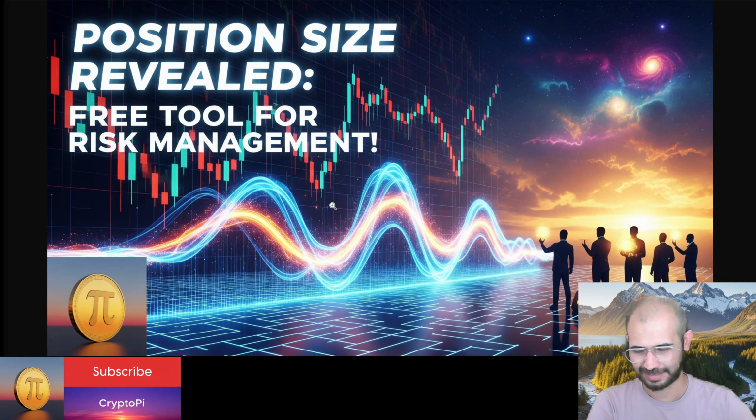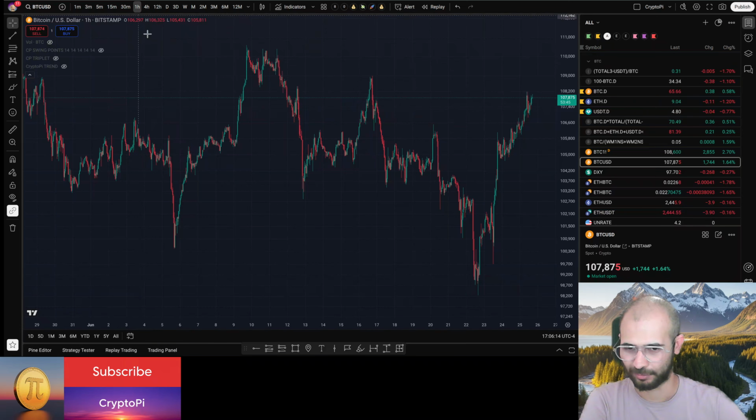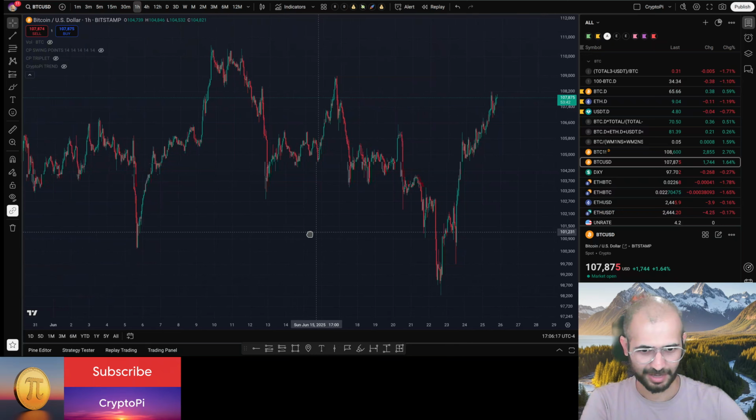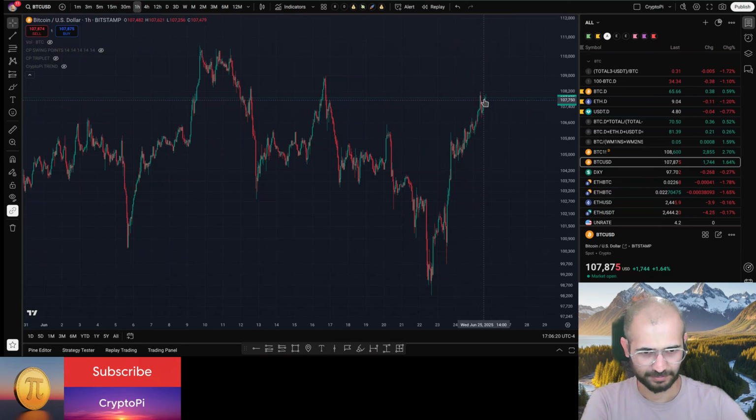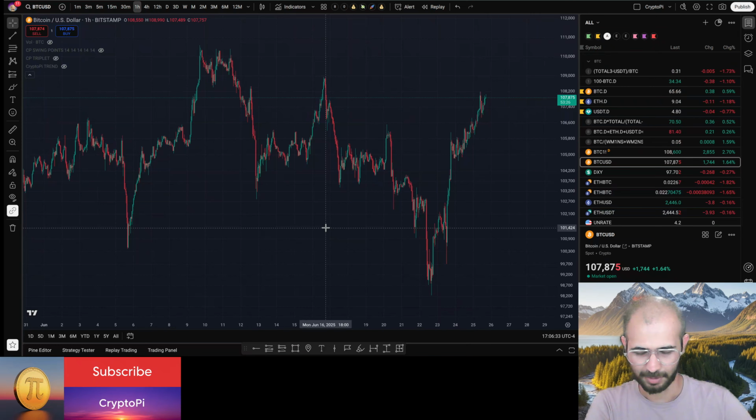Today, I'm going to talk about a free tool for risk management, which will help you to compute your position size. Let's jump in. We are looking at the BTC chart in the 1 hour time frame, and now we want to know, if I have to take a trade at this point, how much should my position size be. For example, if I have $1,000 in my trading account, what amount can I take for a trade, to enter either long or short?